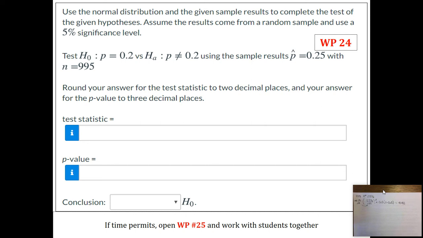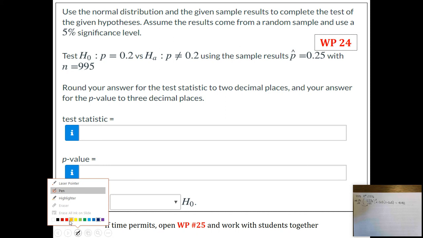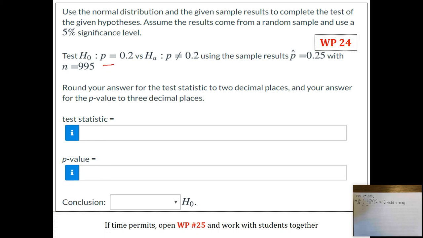First of all, p sub O is 0.2. So that right there becomes a very important statistic to us. P sub O is 0.2. The alternative, two-tail. We have a not equal to 0.2. We have a p hat value. So we actually have a statistic of 0.2. And we have an n value of 995. So what we first of all want is a test statistic.